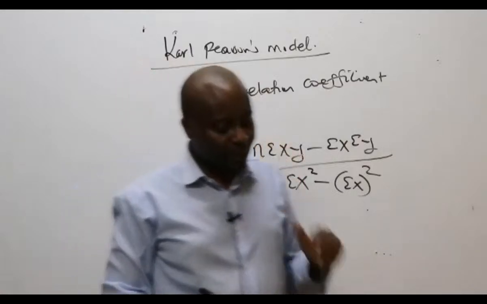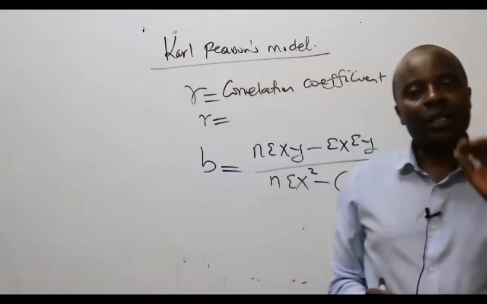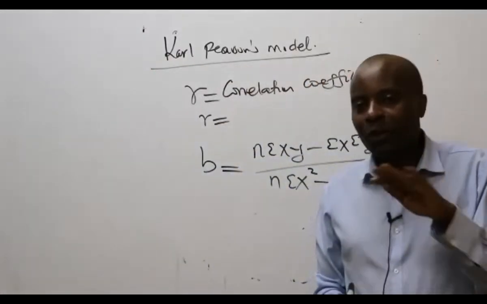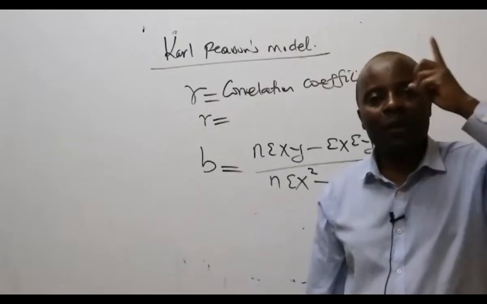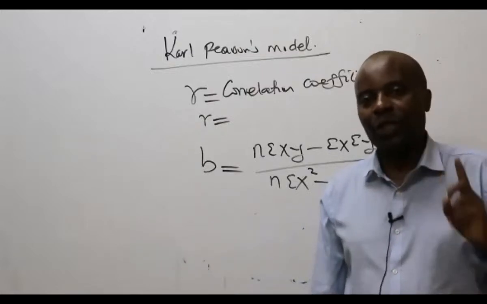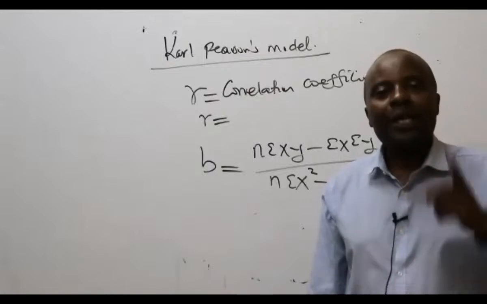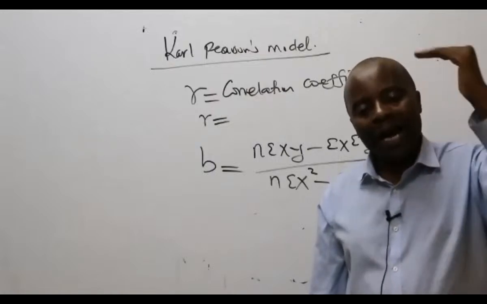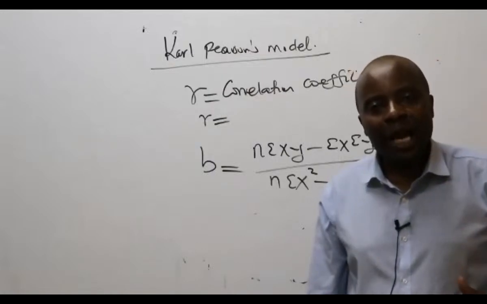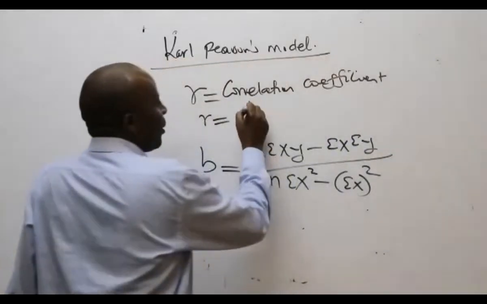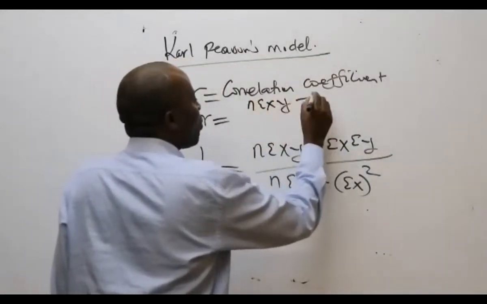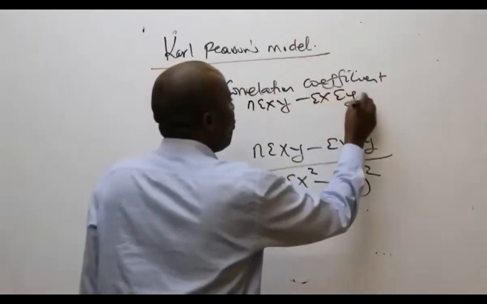Ladies and gentlemen, let me repeat this. I may forget many things about these formulas, but one thing that will never escape my memory is that the numerator of R is the same as the numerator of B. So the numerators are the same: n summation of xy minus summation of x, summation of y, all over.